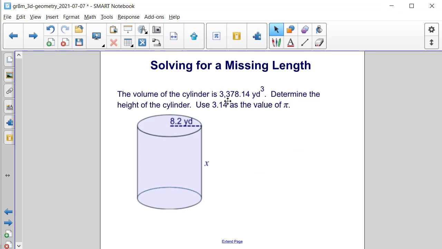The volume of the cylinder is 3,378 14/100 cubic yards. Determine the height of the cylinder. Use 3 14/100 as the value of pi.